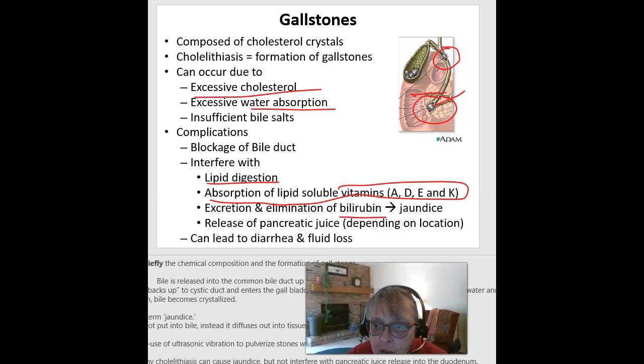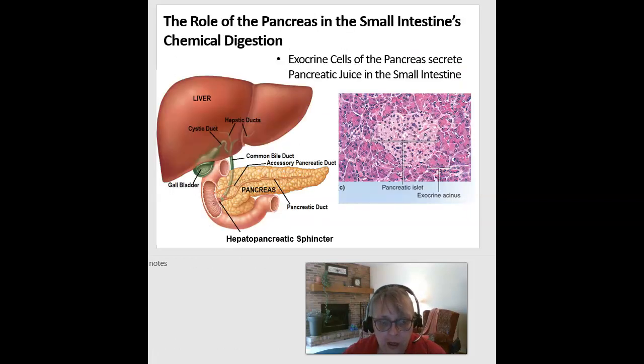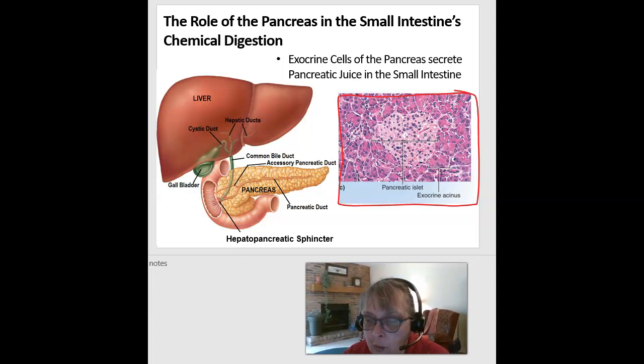Now we're going to look at the role of the pancreas in chemical digestion of the small intestine. So remember when we looked at histology of the pancreas, and we did this in the endocrine system, we learned that there are these groups of cells called islets of Langerhans. This is where insulin and glucagon are made, and that's endocrine. Now, all these darker purple cells are exocrine, and they are the ones that make pancreatic juice that contains enzymes.